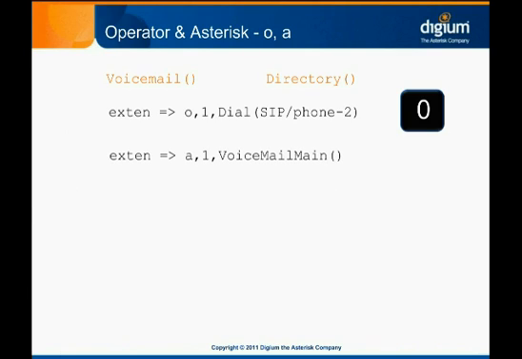The a stands for asterisk. A call will exit the voicemail or directory application and be routed to the a extension when the asterisk key is pressed. Typically, this extension is used to provide the calling party the ability to log in and check their own voicemail externally. So in our example, we invoke the VoiceMailMain application.